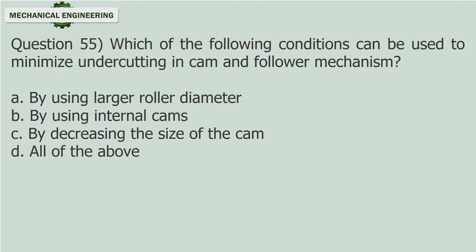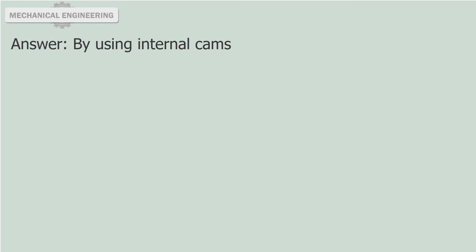Question 55. Which of the following conditions can be used to minimize undercutting in cam and follower mechanism? A. By using larger roller diameter. B. By using internal cams. C. By decreasing the size of the cam. D. All of the above. Answer: by using internal cams.